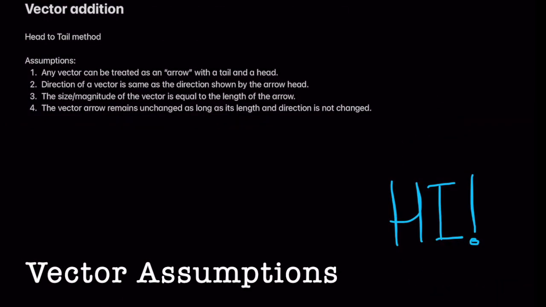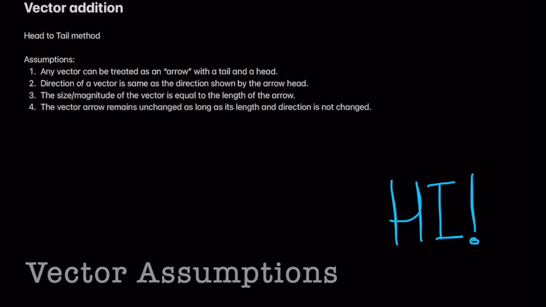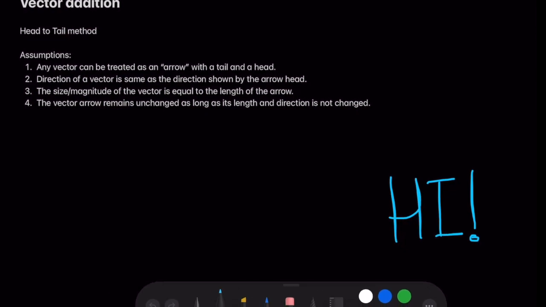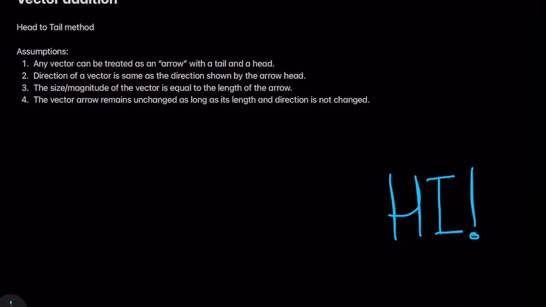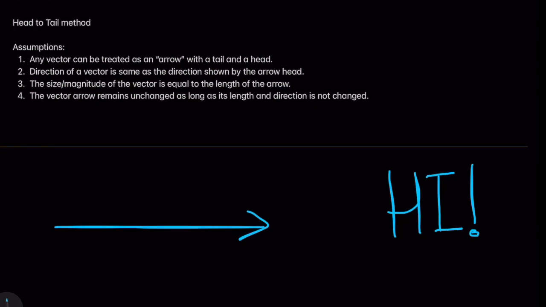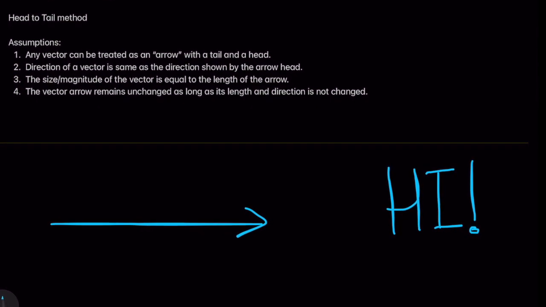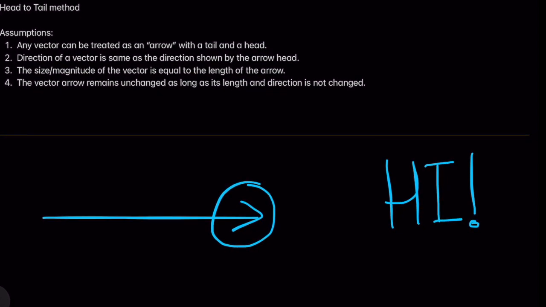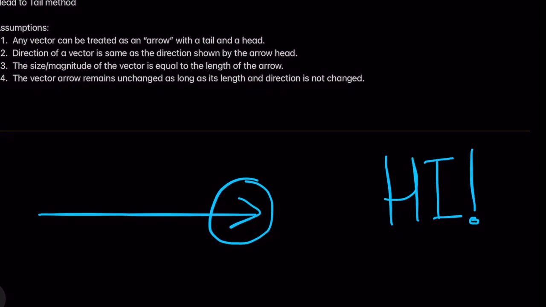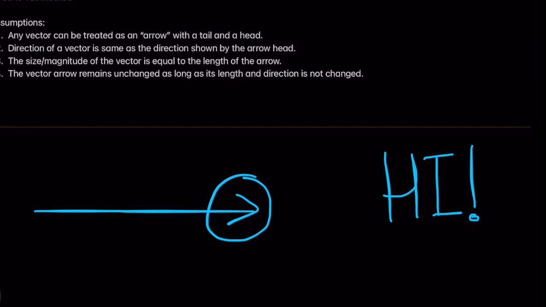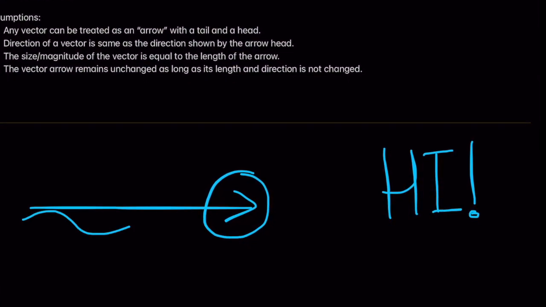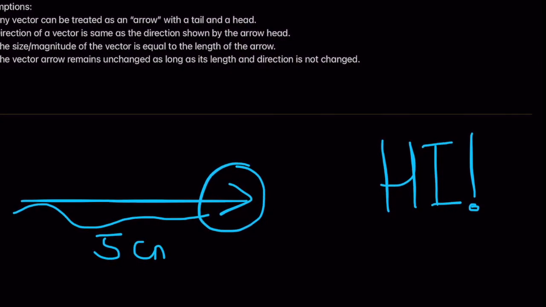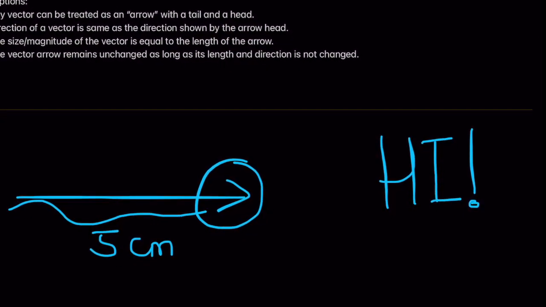There are also some things we need to assume about vectors. Any vector can be treated as an arrow with a tail and a head, like this. The direction of the vector is the same as the direction shown by the arrowhead, like this over here. So for this arrow, the direction will be east. The size and magnitude of the vector is equal to the length of the arrow. So like this length over here, supposing this is 5 centimeters, this 5 signifies the size of the vector.